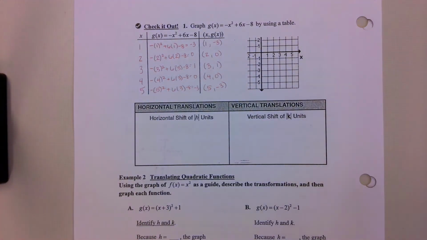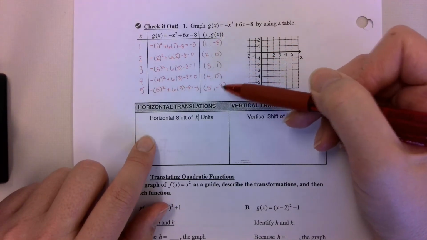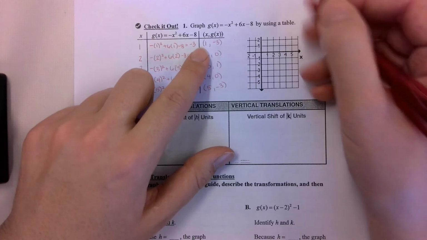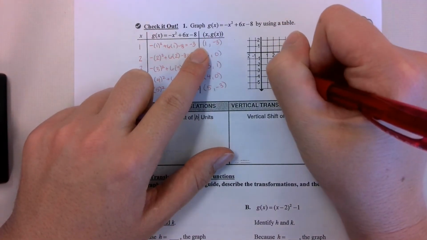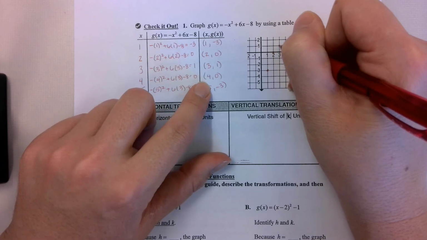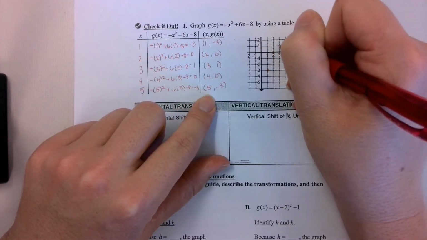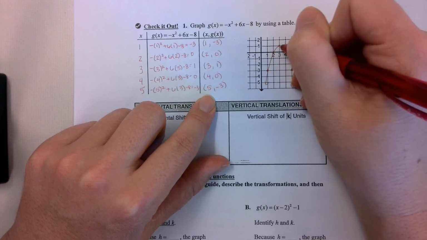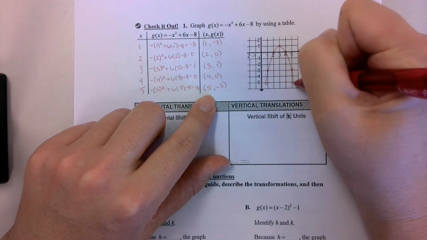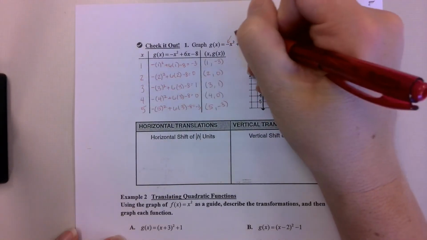So there would be 2 things if I don't get a U-shaped curve. 1, I messed something up in my math, or 2, I graphed it wrong. So let's go ahead and see what happens here. 1, -3, 2, 0, 3, 1, 4, 0, 5, -3. Notice that my U-shaped curve is going downward, and that's because the x squared is negative.